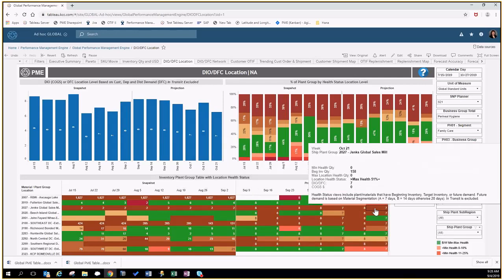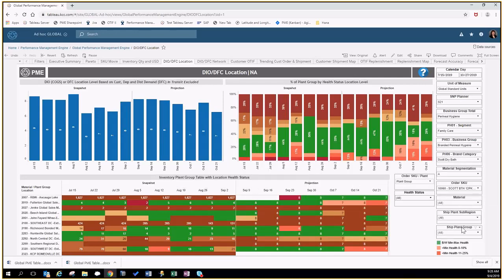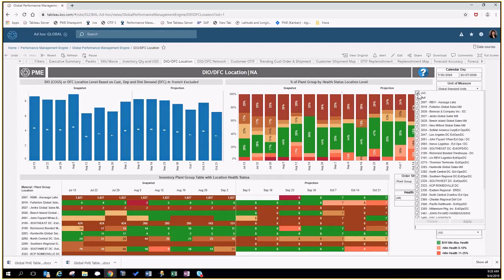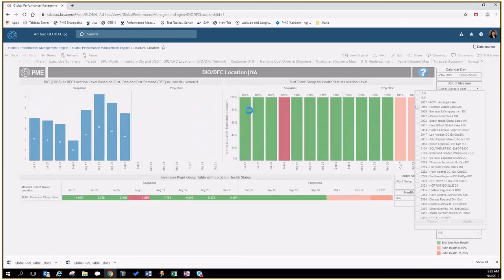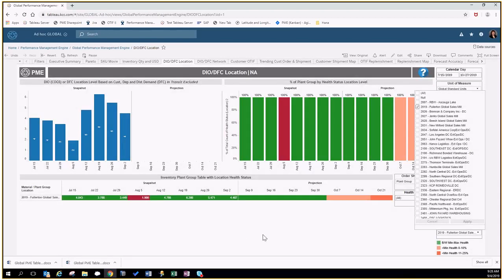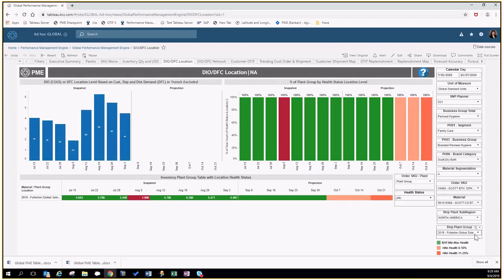Okay. So you're filtering on a ship plant? Ship plant group. Ship plant group 2019. Ship plant does not apply to this, but ship plant group should apply to this. So I think the ship plant group filter should be applying to these visuals. And for some reason, they're not showing up in these. Okay. Yep.